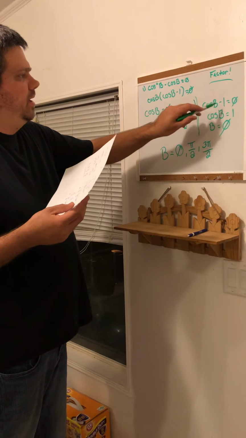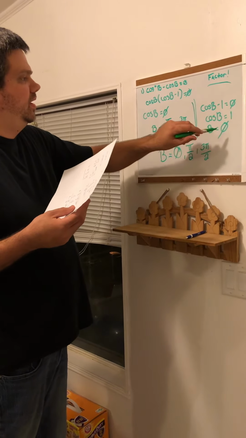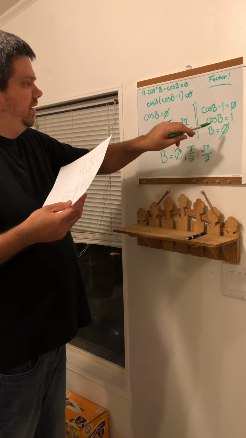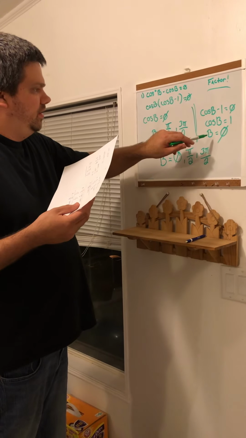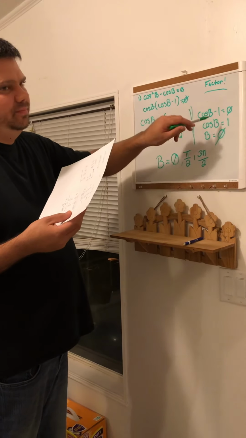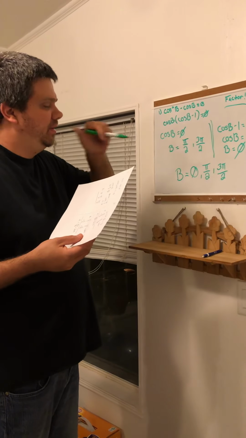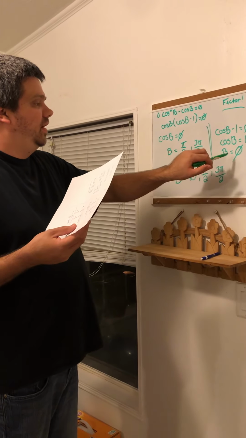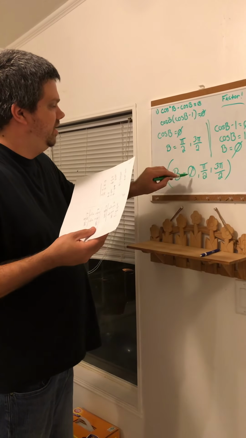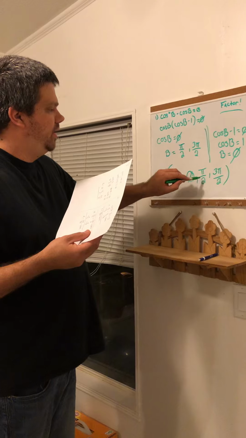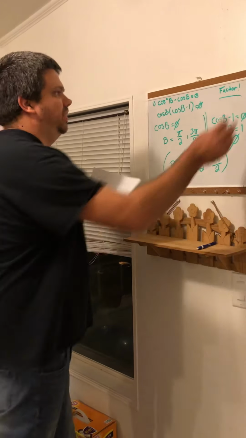For cosine b minus 1, you'd add 1 to both sides, get cosine b equals 1. The cosine of 1 on the unit circle would be 0, or you could also do 2 pi, but in this part I don't think 2 pi goes with it. So your answers for here are going to be b can equal 0, pi over 2, or 3 pi over 2.